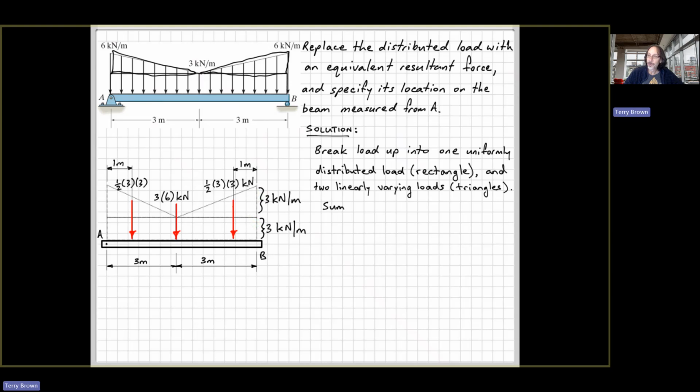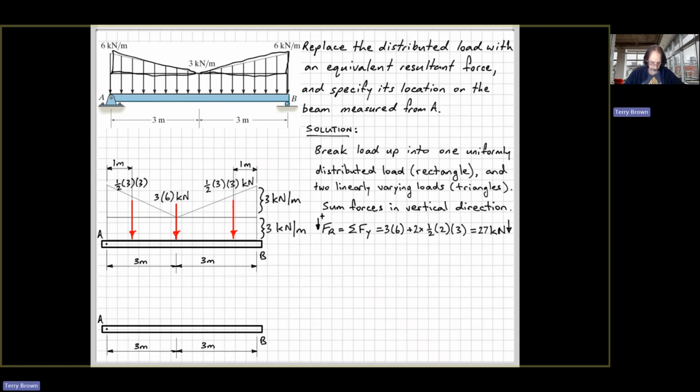Now we can add all that up to get the resultant force. The resultant force is the sum of the forces in the y direction, taking downwards as positive in this case. So we have 3 times 6 for the uniformly distributed load, plus 2 lots of half times 2 times 3 for the linearly varying distributed load. And that gives us a total of 27 kilonewtons, if I've done my maths right, acting downwards. Then from that, we'll have a single resultant force that we can put on the beam.